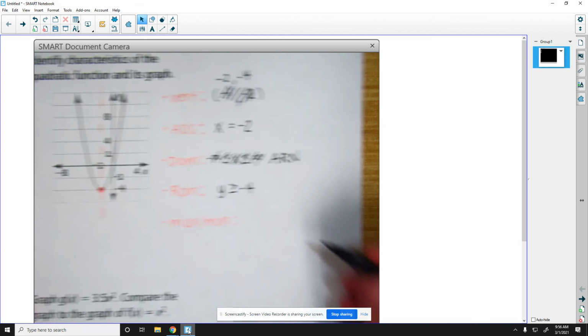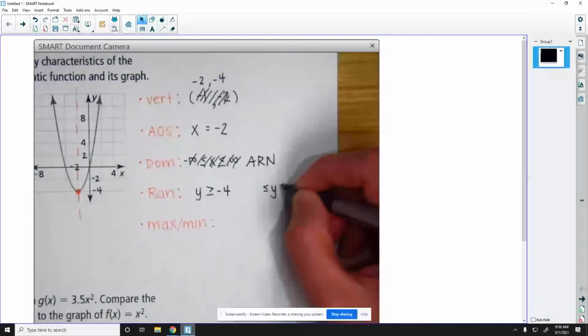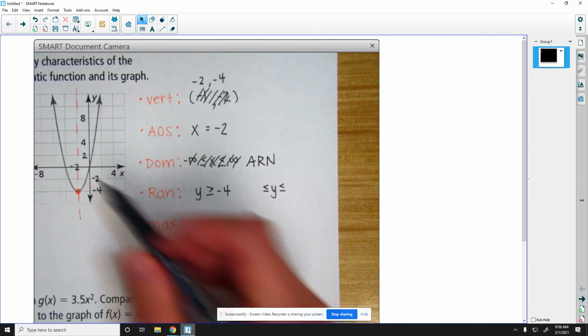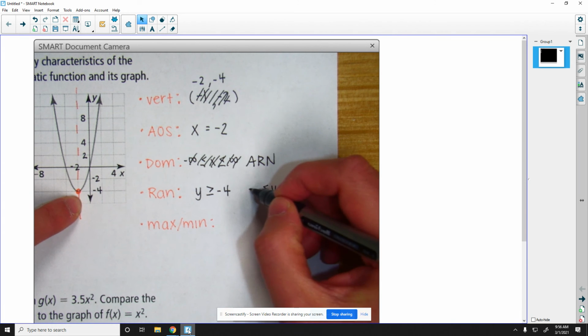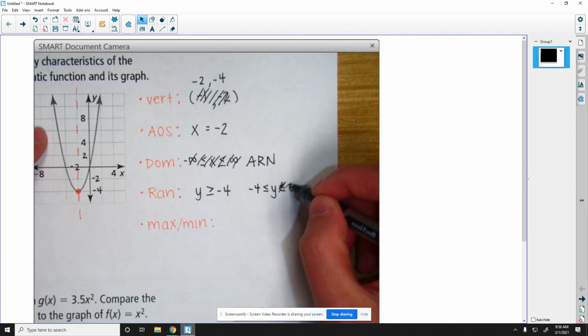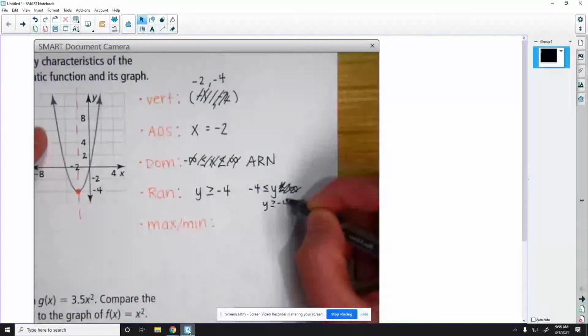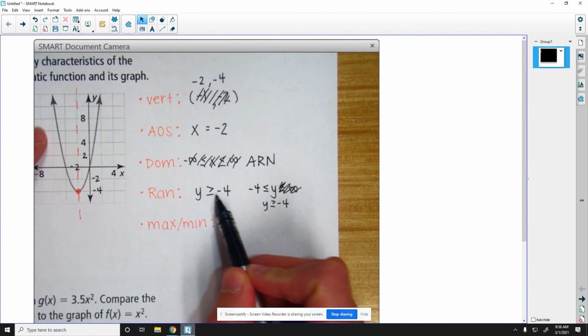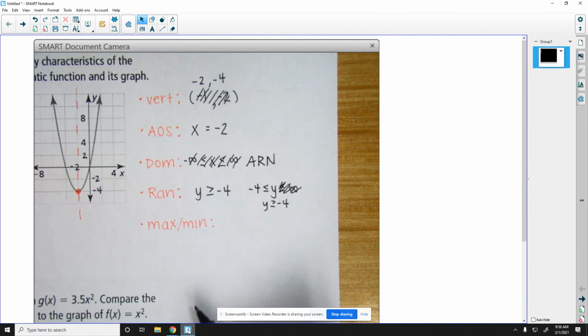So it's greater than, but what is the lowest point? -4. Or I can say to myself, okay, I have y. My alligators always eat this way. So how far low do I go? -4. How far high do I go? Infinity. If I have infinity on one of the sides, it would be y is greater than or equal to -4. That's how I got this answer. Or rather, that's how Kip got that answer.